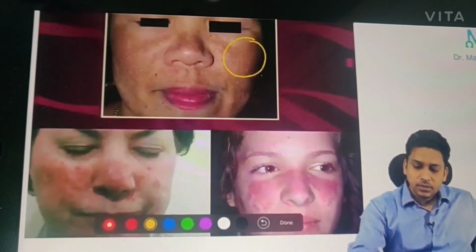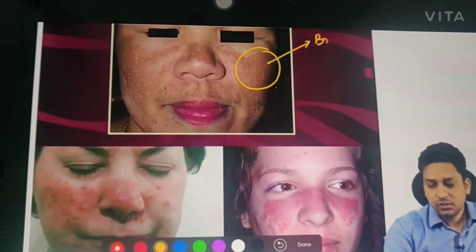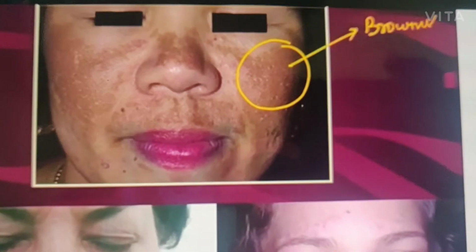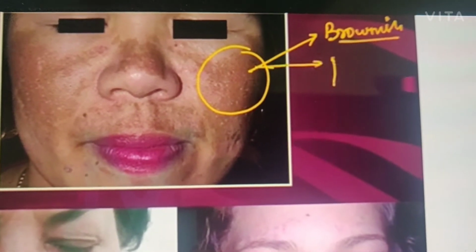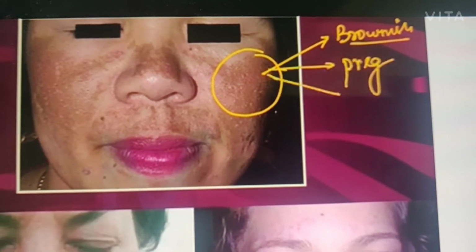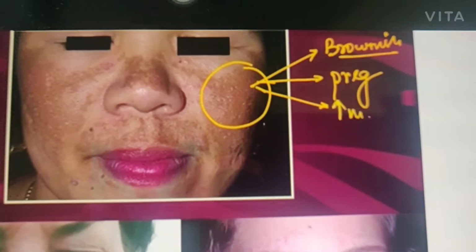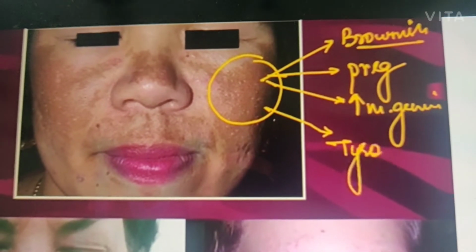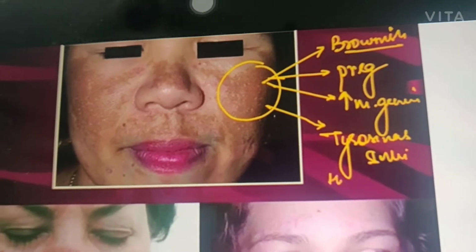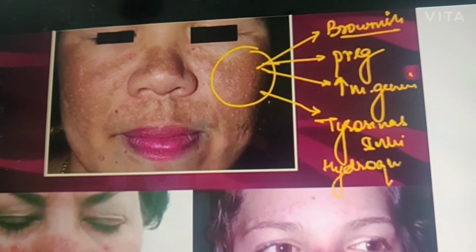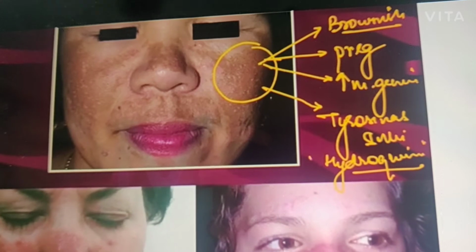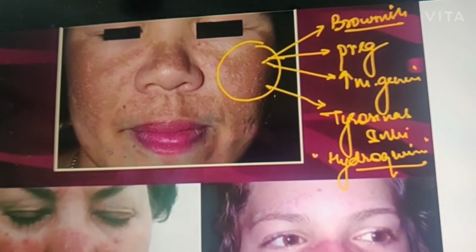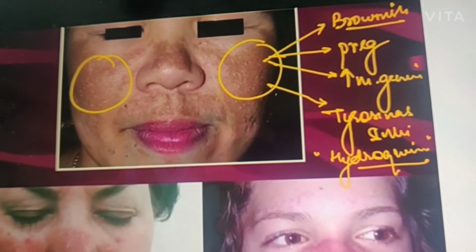Then these patients may have melasma. Here you can see there is brownish discoloration over malar eminences. This commonly develops after pregnancy, and this is due to excessive melanogenesis, that is increased melanin synthesis. So we treat with tyrosinase inhibitors. One example of a tyrosinase inhibitor is hydroquinone. So hydroquinone is the treatment for this condition. So this is a case of melasma where you will find brownish discoloration.